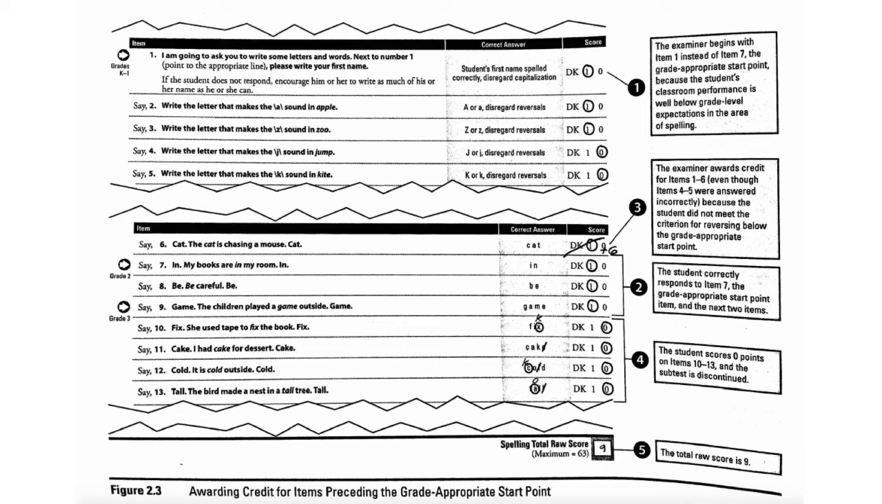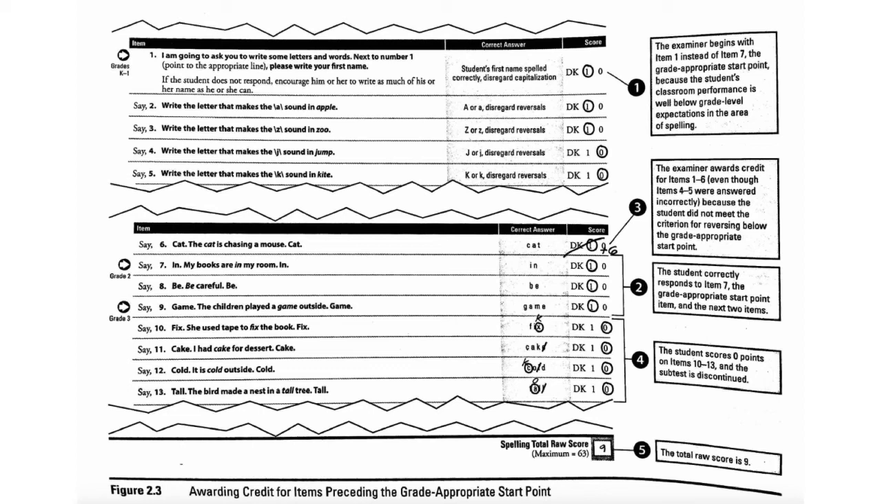The other thing that you could do is award credit for items preceding the grade appropriate start point. Now we know that some students are just going to do poorly in certain areas, and we already know that, and we don't have to start at their age or grade appropriate start point and let them miss 3 in a row or not score 3 correctly before we start reversing. You could start with an earlier item. You could start at a grade level prior if you know that that student doesn't generally perform well in this area.